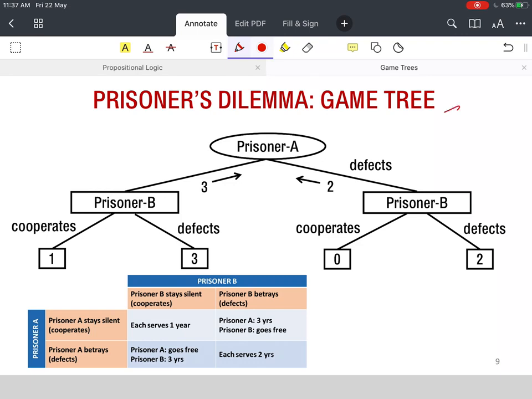We create a state space graph with 2 kinds of nodes. One, this kind of node for A, and this kind of node for B. And we look at this from the table, we look at all the options. And we see that if A cooperates, then B can cooperate or defect. If A defects, then B can cooperate or defect. And these are all the results for A.